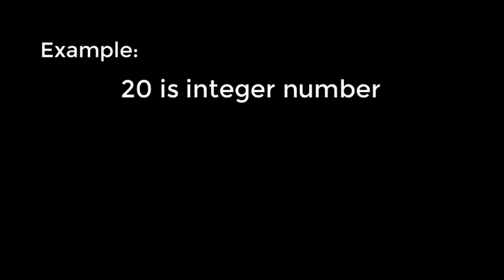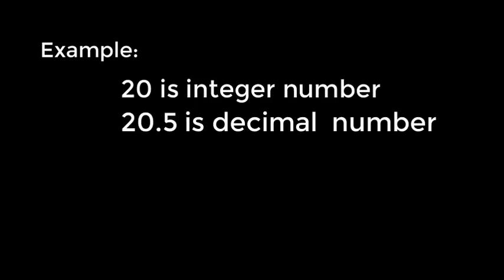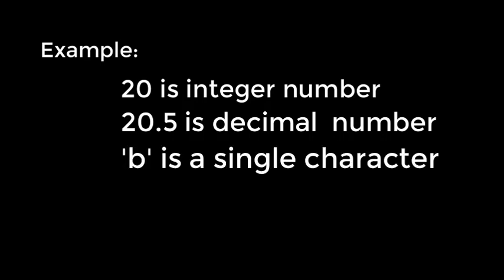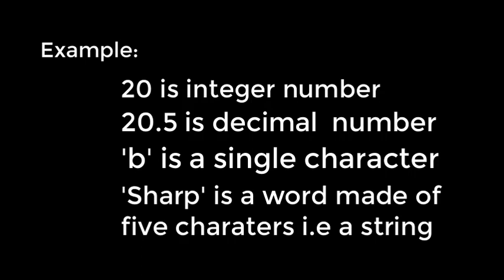So let's look at some examples of data. 20 is an integer number. 20.5 is a decimal number. B is a single character. C-Sharp is a word made of 5 characters and is called a string.